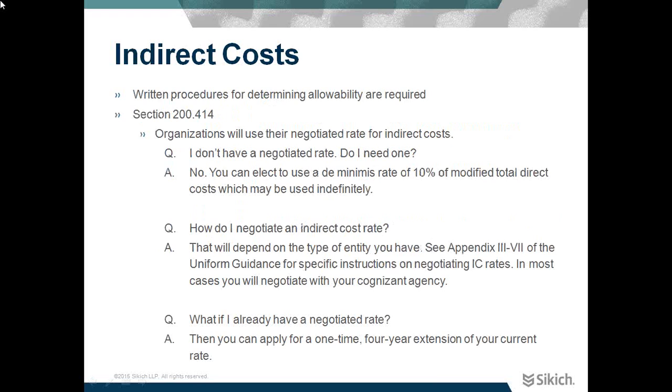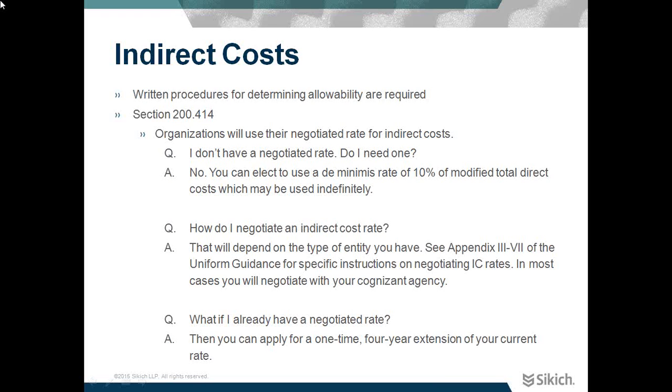Now, speaking of indirect costs, this is one of the areas with the biggest change, and the reason the OMB made changes in this area is because they noticed that some organizations, or a lot of organizations really, had multiple indirect cost rates, depending on who they're reporting back to. And so what they've done with this new guidance is now established one uniform indirect cost rate that will apply to all of your federal programs.